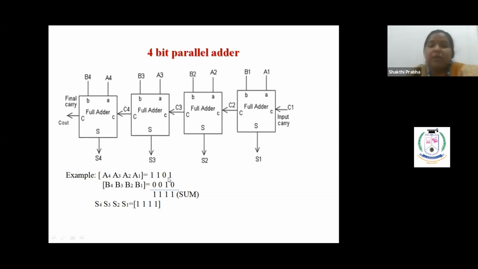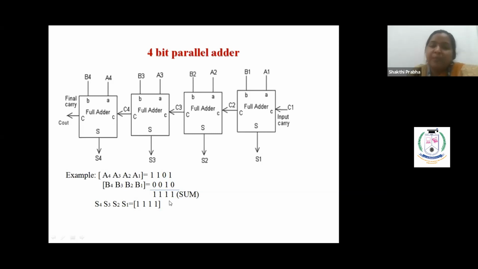So I'm choosing this input as A1, A2, A3, A4, the first input data, and the second input data is B1, B2, B3, B4. So what is my first input data which is being provided to the first full adder? A1, B1. What is A1 and B1? Yes, A1 is 1, B1 is 0. Right. What about my C?